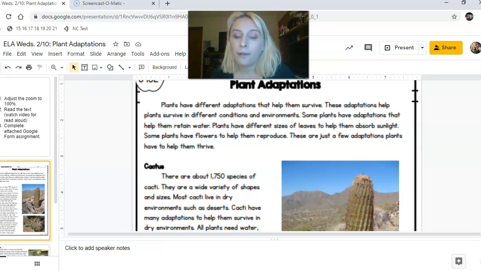All right, so this is called plant adaptations. Plants have different adaptations that help them survive. These adaptations help plants survive in different conditions and environments. Some plants have adaptations that help them retain water. Plants have different sizes of leaves to help them absorb sunlight. Some plants have flowers to help them reproduce. These are just a few adaptations plants have to help them thrive.